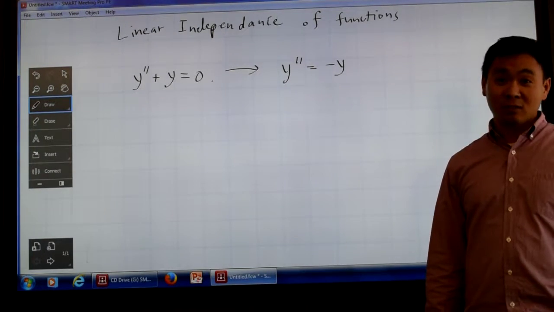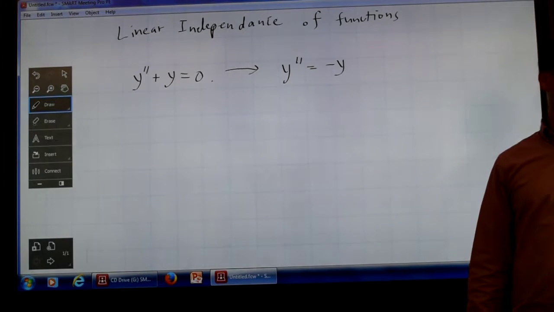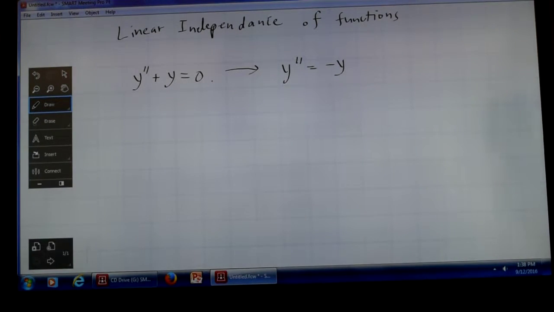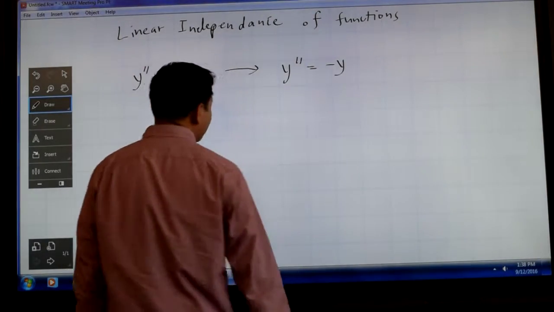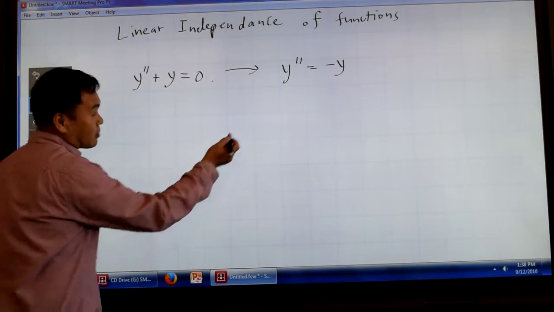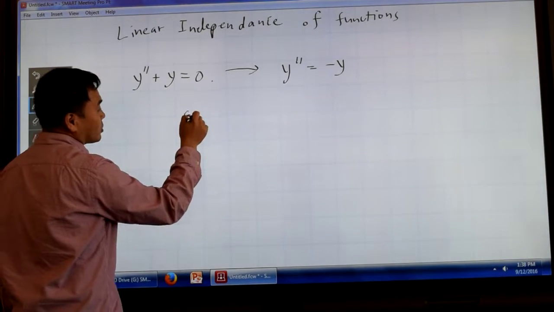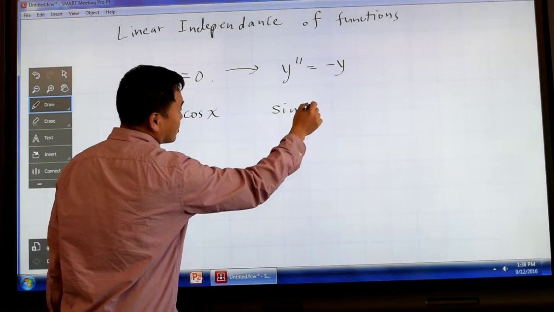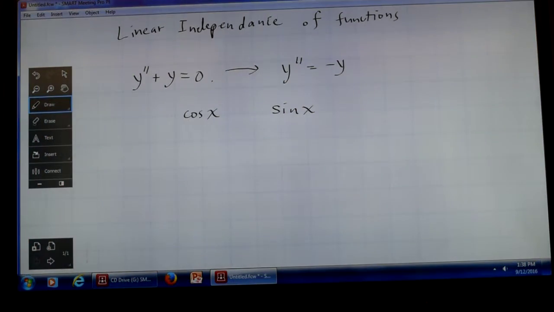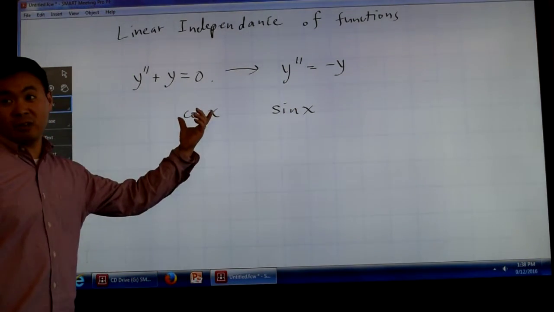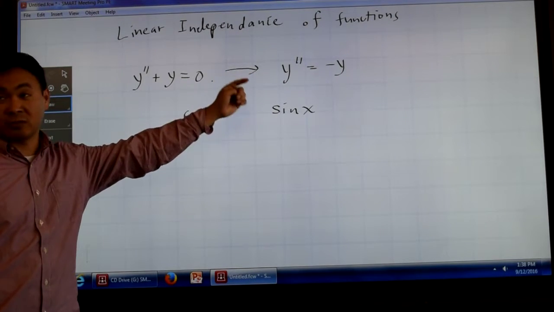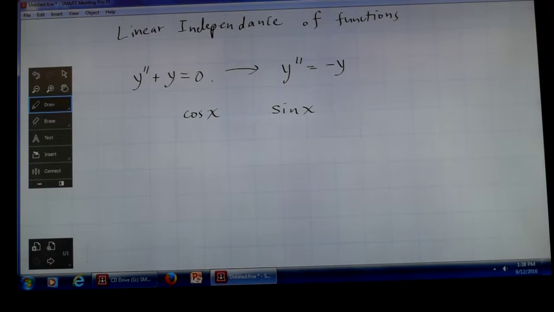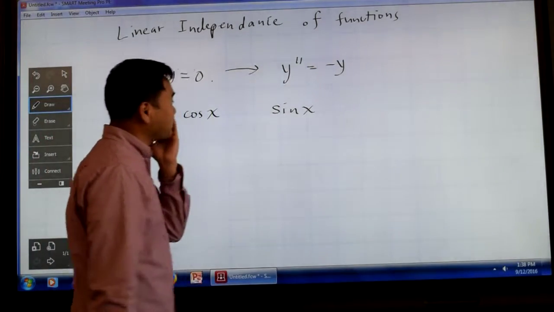Cosine, sine. Cosine x, right? Sine x. These are functions whose second derivative is the negative of itself. So we know that cosine x and sine x are solutions to this, because the second derivative of cosine is negative cosine, so it's going to satisfy that. And the second derivative of sine is negative sine, so it also satisfies this.